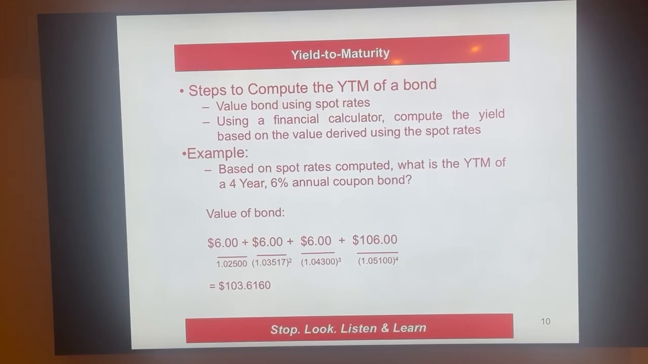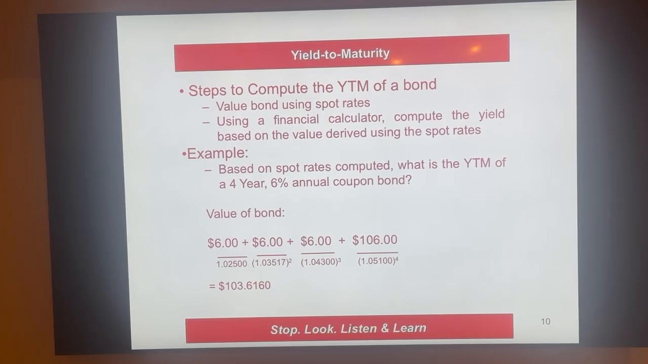Then 2 years from now, we're going to receive a coupon of $6, and we need to discount that back at the 2-year spot rate squared. Then at the end of 3 years, we're going to receive another $6 payment or coupon, and we need to discount that back at the 3-year spot rate cubed. And then at the end of 4 years, when the bond matures, we're going to receive a $6 coupon and the return of the principal for a total of $106.